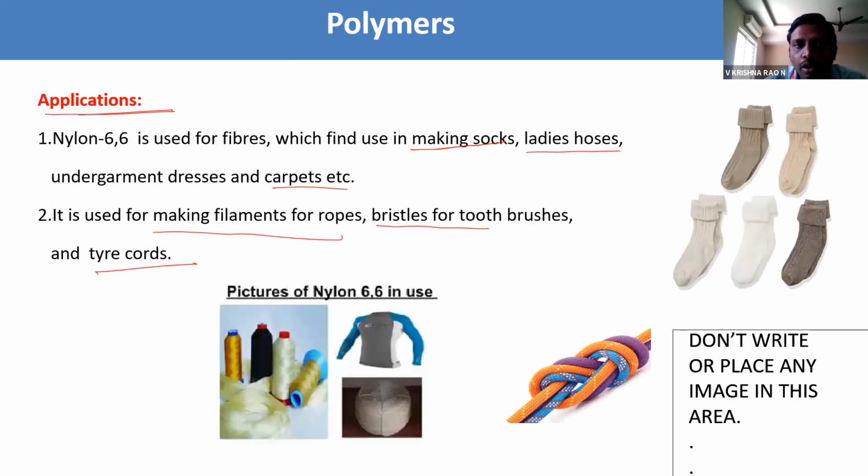Coming to the applications of nylon 6,6, it is used for fibers, which find use in making socks, hoses, dresses, carpets, etc. It is also used for making filaments for ropes, and bristles for toothbrushes. The fibers made from it are called bristles. Tire cords are also made of nylon 6,6.